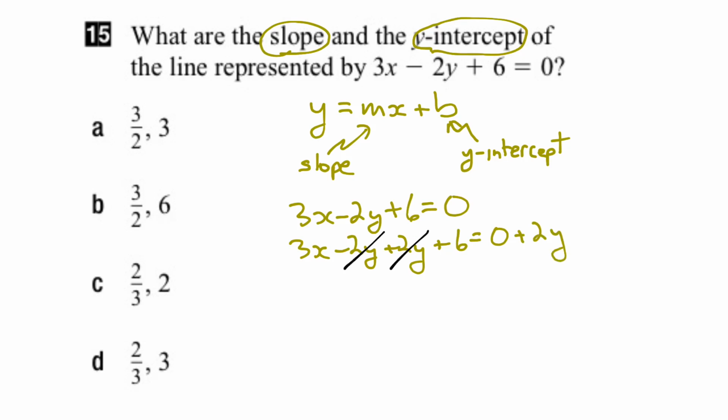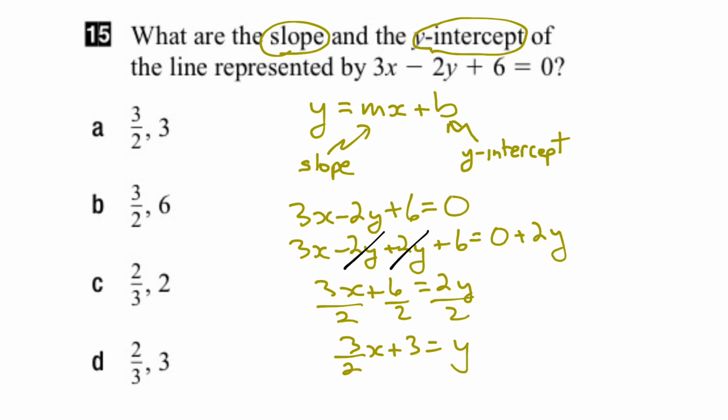Here the two y's cancel out, and what we get is 3x plus 6 equals 2y. Then I'm going to try again to get a y all by itself, a 1y. So what we have to do is divide everything by 2. And when we do that, we get 3 over 2x plus 3 equals y. Here we can see that the 2's cancel. 2 goes in there once, goes into there 3 times.